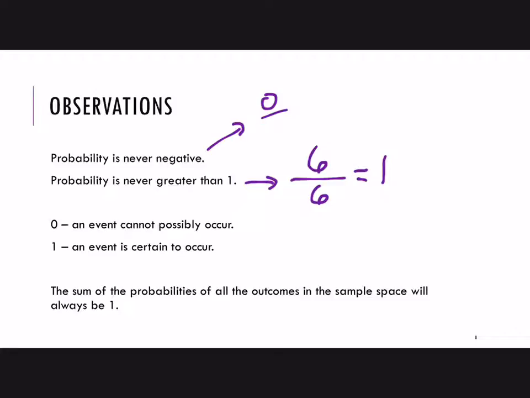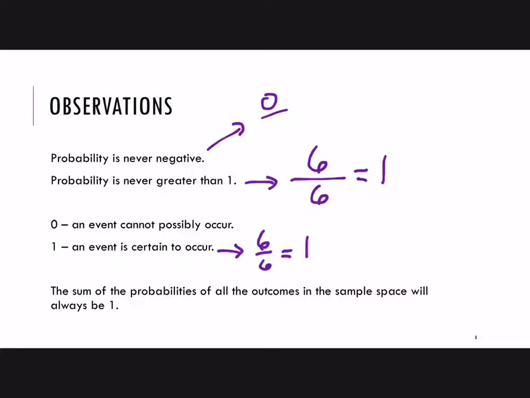So 0 is the smallest probability you can have, and that means an event cannot possibly occur, like rolling an 8 on a die. If you have a probability of 1, that means an event is certain to occur. If I asked what is the probability of rolling a single-digit number on a die, all 6 of those options are single-digit numbers, so we're certainly, definitely going to roll a single-digit number.